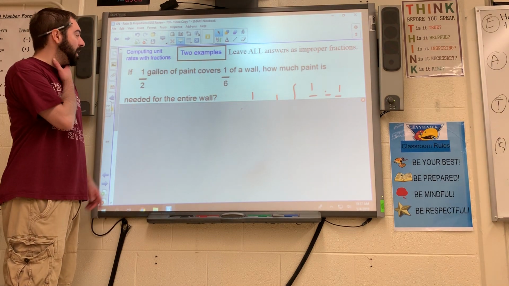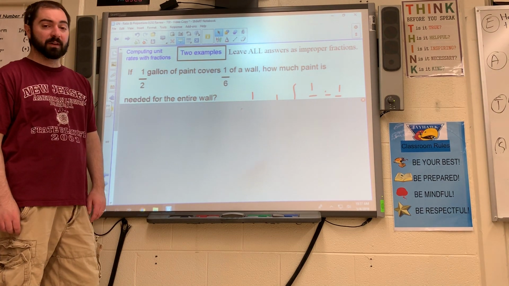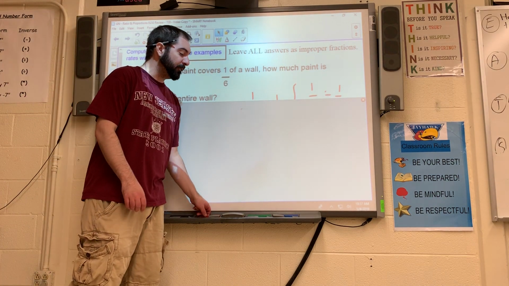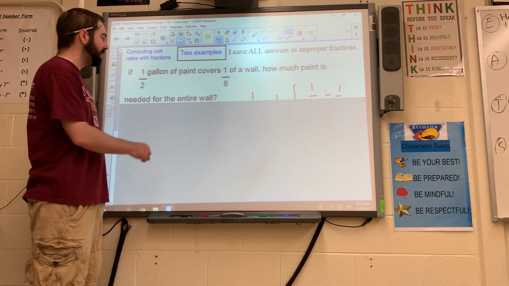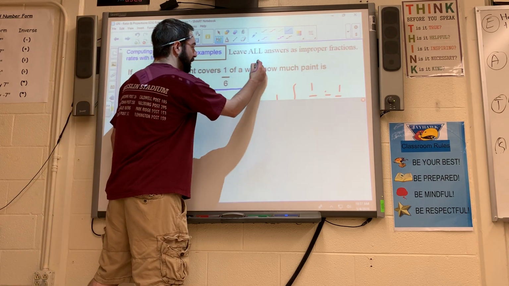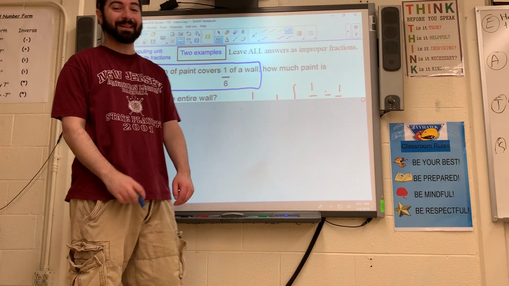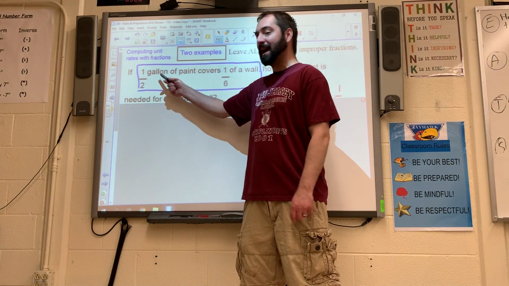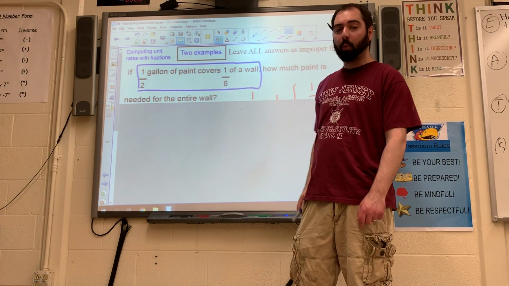First up, we're going to read the problem. If 1/2 gallons of paint covers 1/6 of a wall, how much paint is needed for an entire wall? The first thing we should see is what is our given ticket and ratio. Remember, those 2 things are found in the same sentence together. They are together for a reason. 1/2 gallons of paint, 1/6 of a wall.